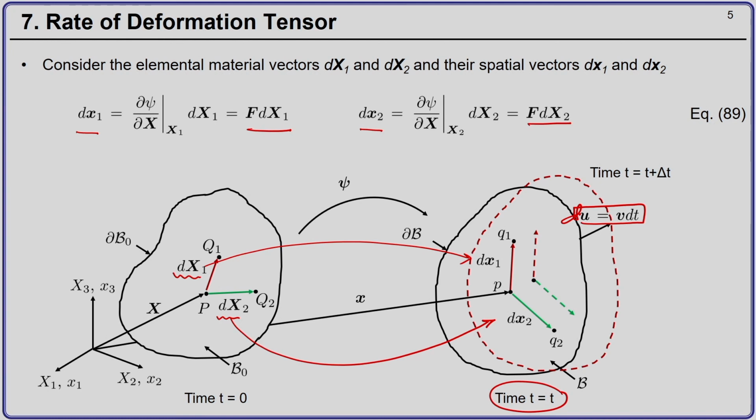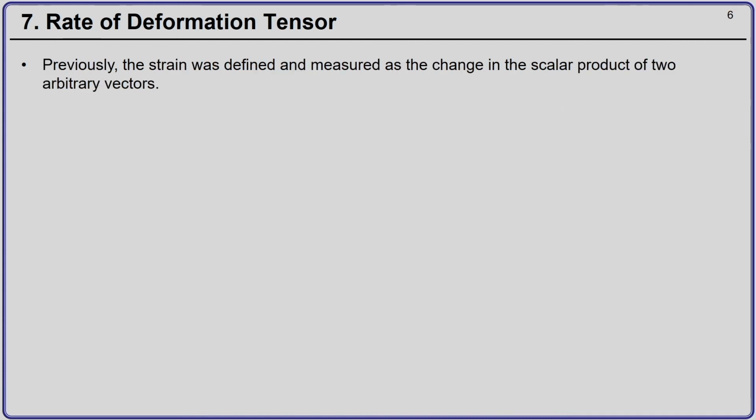And let the red dotted line, which is here, show the configuration of the body at time t plus delta t. Now, we had defined strain earlier and measured it as the change in the scalar product of two arbitrary vectors.